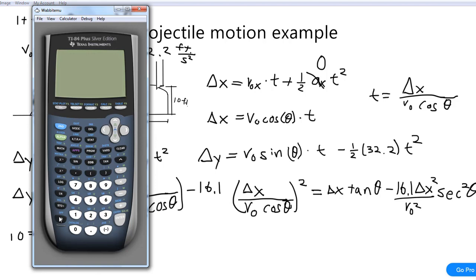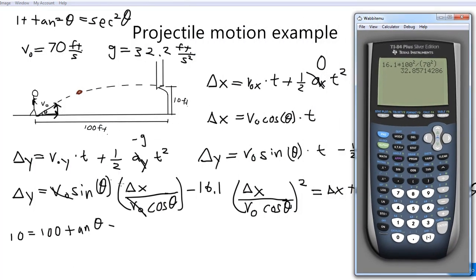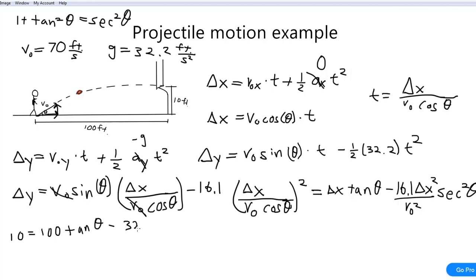minus, really, let's get the calculator out for this part. 16.1 times 100 squared, divided by 70 squared. What do we get? 32.9 basically. So minus 32.9, and then it's going to be 1 plus tangent squared theta instead of secant.